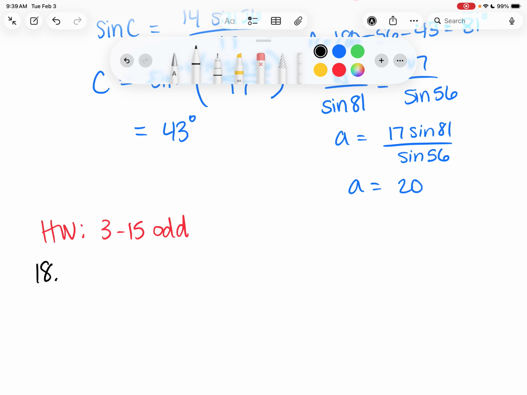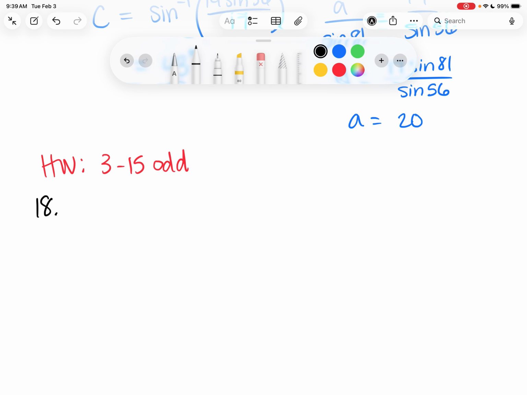So 18, I've got angle A is 73 degrees. Side A is 18, and I'm actually going to set this up like I would to solve everything, and side B is 11, so that way I don't have to write it again, because work smarter, not harder. Okay, so I see that I have two sides and I have one angle, so basically, without even having to draw it, I know that I have to have which scenario?